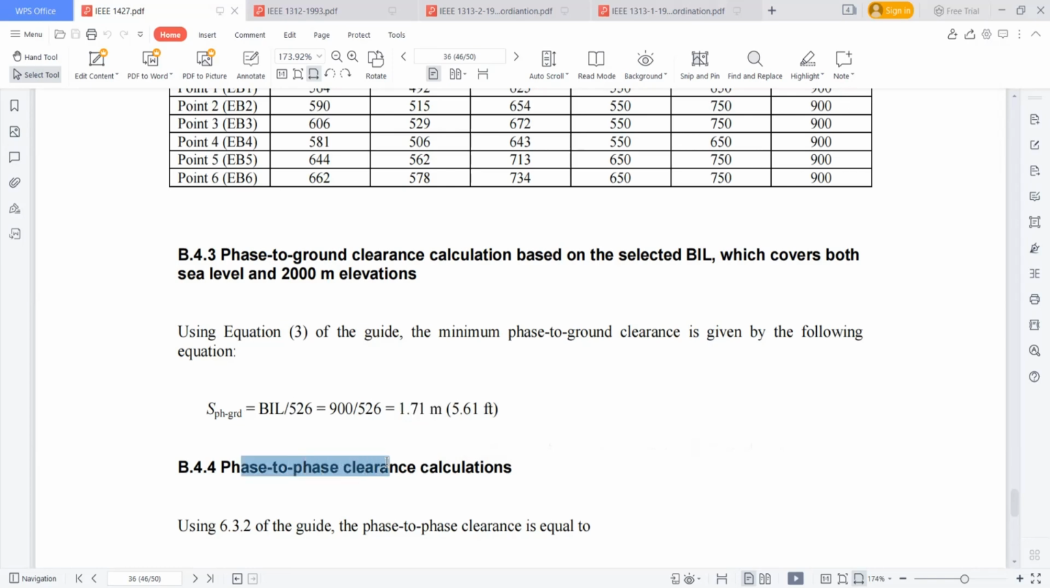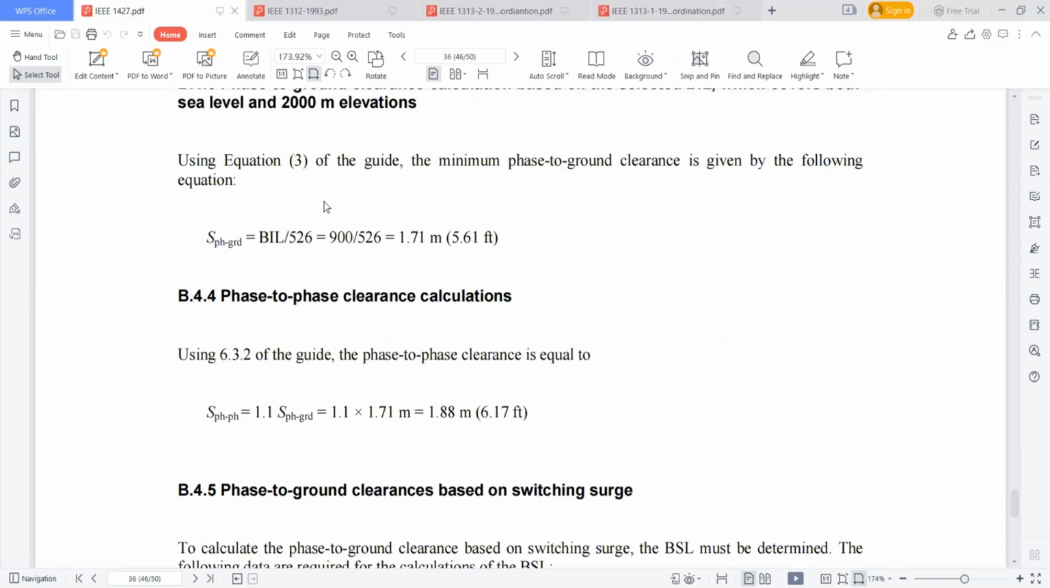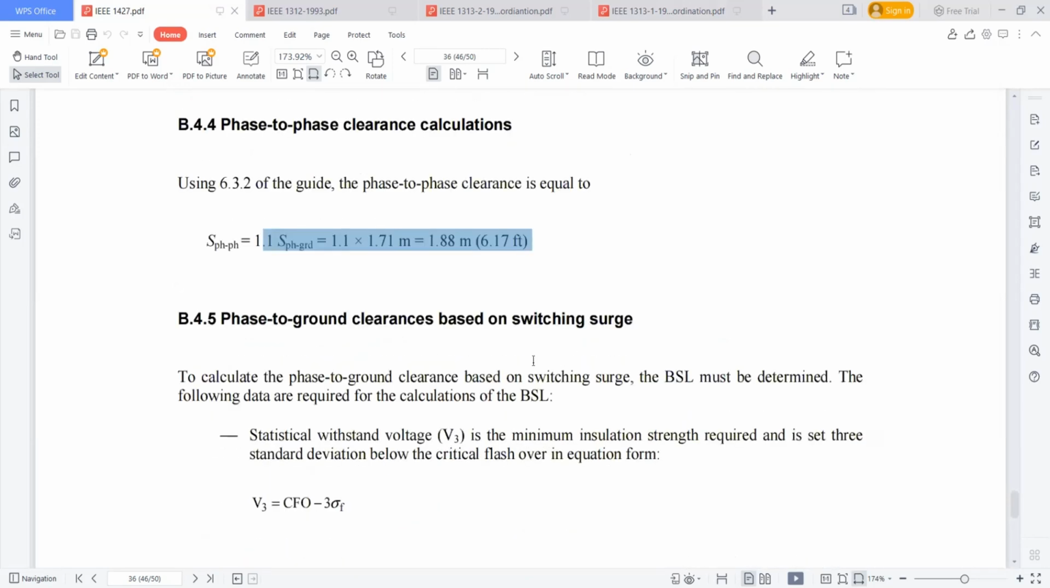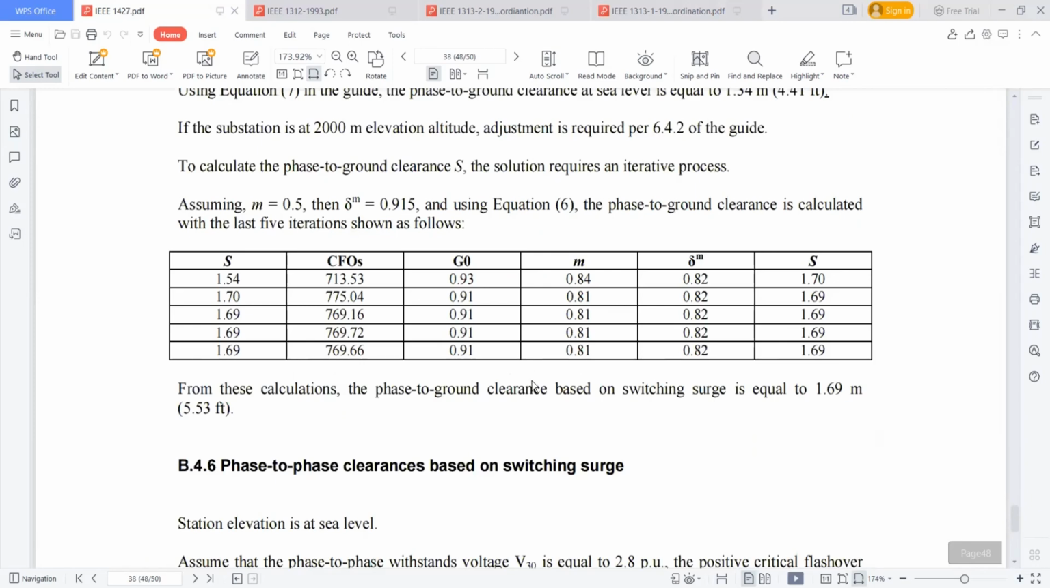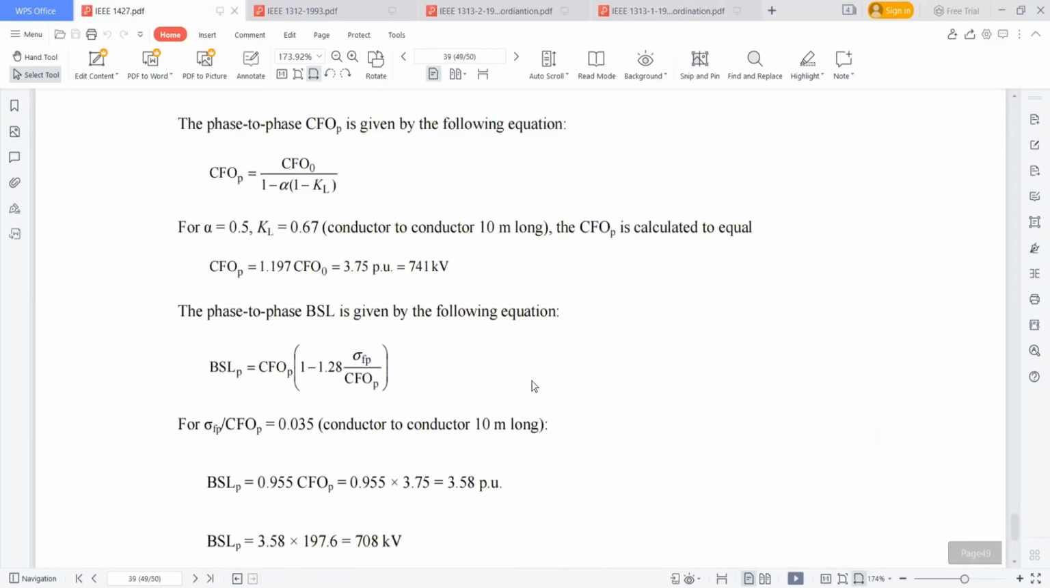And what is the phase to phase clearance? It is generally 10% more than the phase to ground clearance, 1.88 meters. So this is the phase to ground and phase to phase clearance for the lightning surge. Similarly, I am calculating for the switching surges.